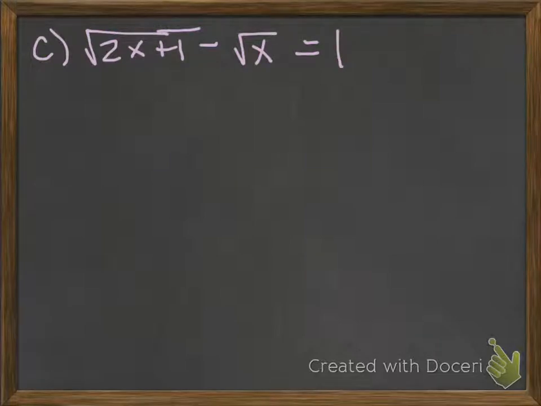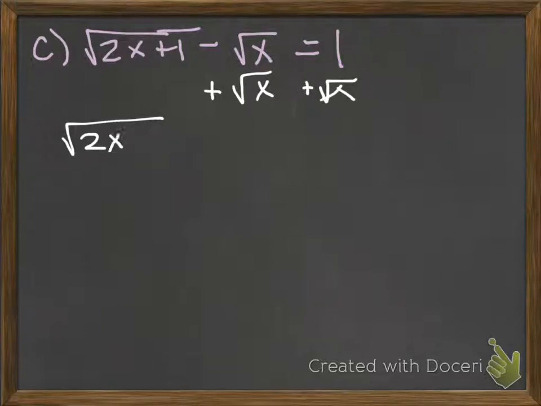And letter C is a little bit more difficult. First thing that we're going to do is move that first radical over to the right-hand side. So we're going to move this square root of x over. I'm going to add that over. So now I'm at 2x plus 1 equals the square root of x plus 1. And to get rid of the radical, we're going to raise both sides to the second power.